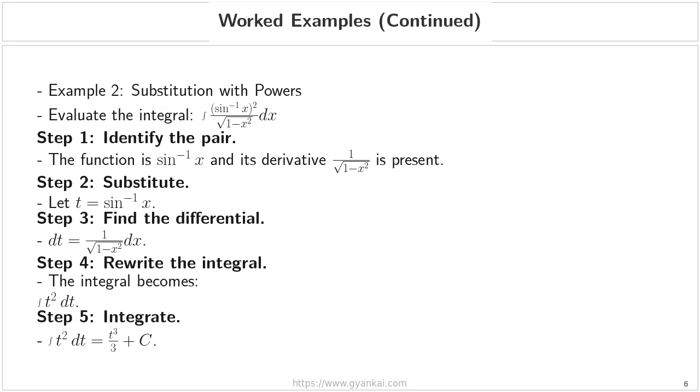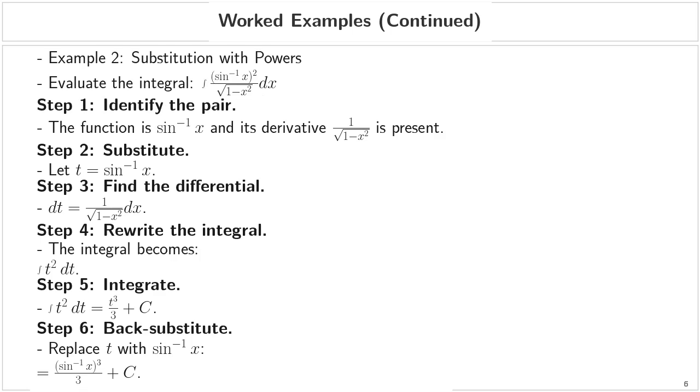Step 5, integrate. Now we can easily integrate. The integral of t squared dt is t cubed divided by 3 plus our constant of integration. See, remember your basic power rule. Step 6, back substitute. Almost there.